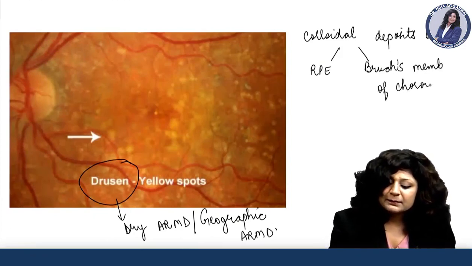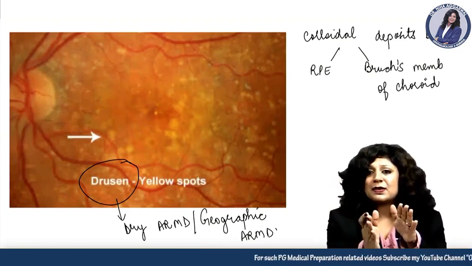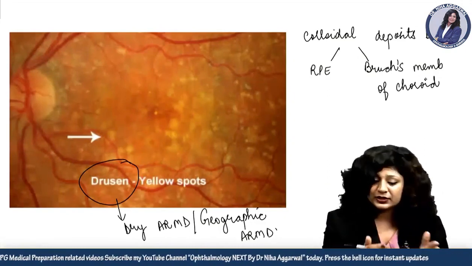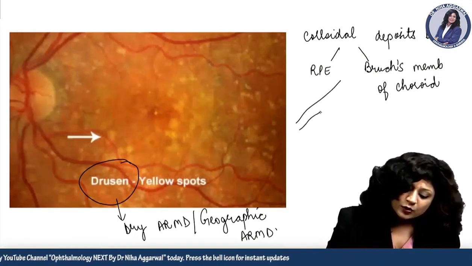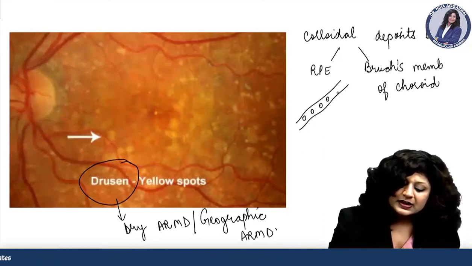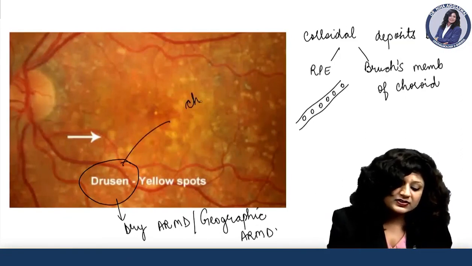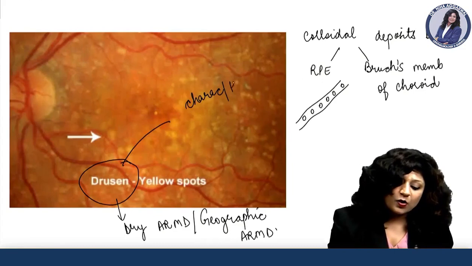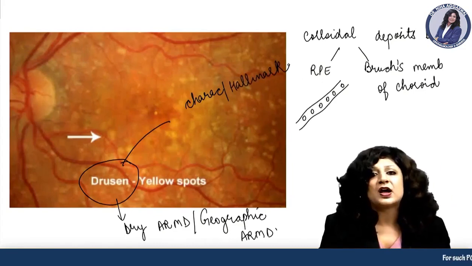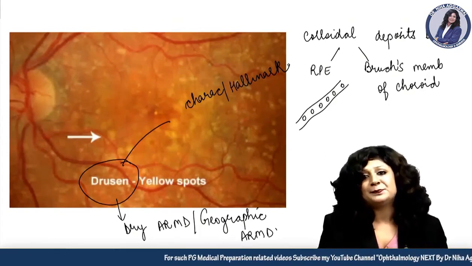Because the retinal pigment epithelium is the outer layer of the retina, and Bruch's membrane is the basal layer of the choroid, they are always in close contact with each other. Now whenever we have colloidal deposits present between these two layers, these are called Drusen, and they are the hallmark of dry ARMD, which is also called geographical ARMD.